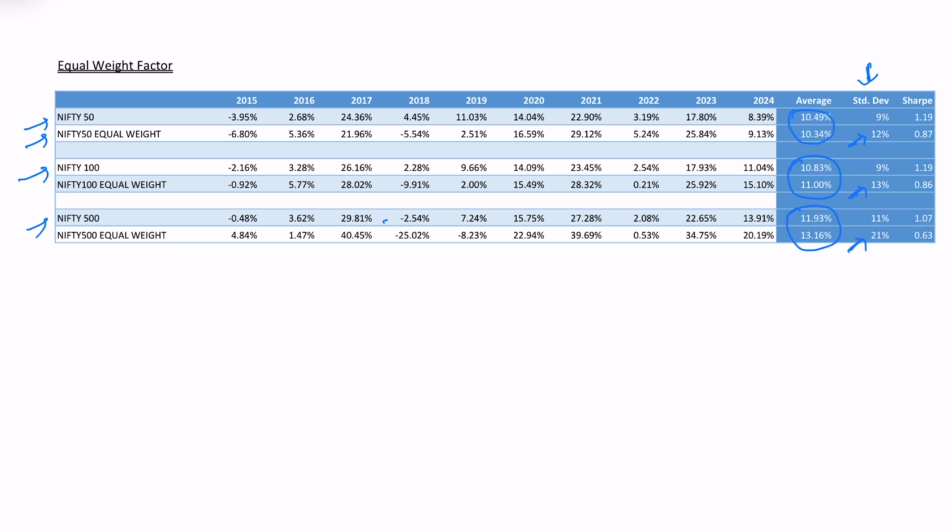which has increased to 21%. So the main issue is there will be a few years which are very good, but a few years which are very bad compared to the index.